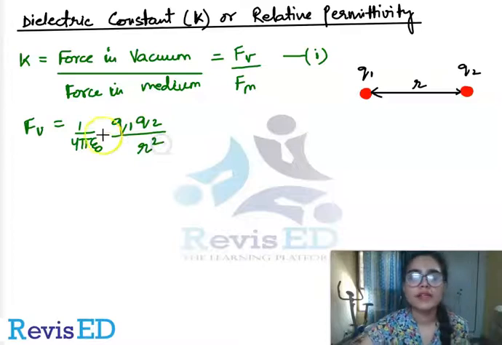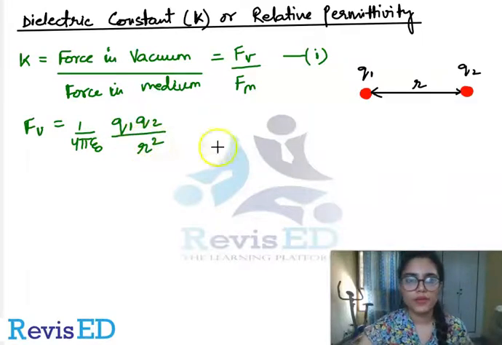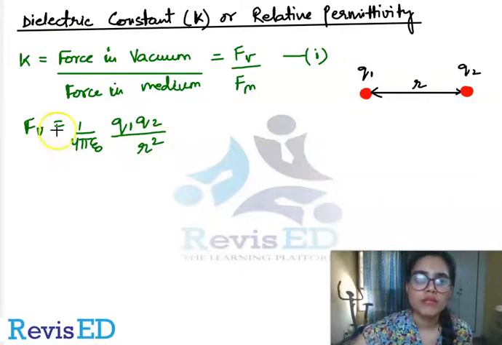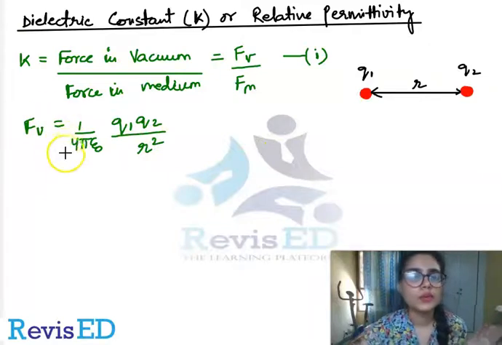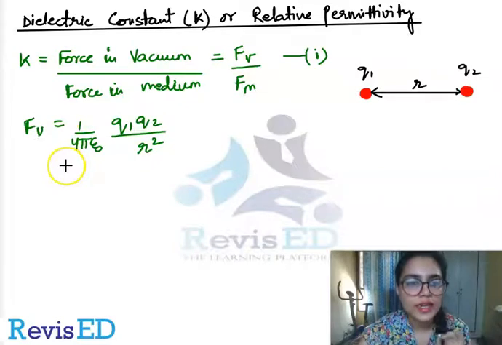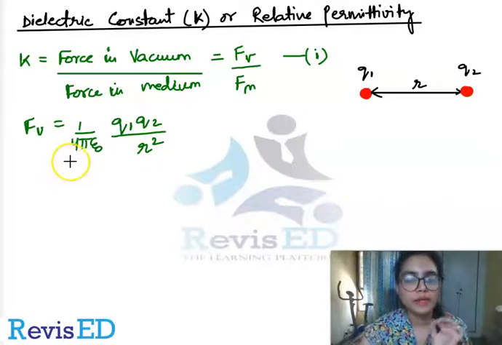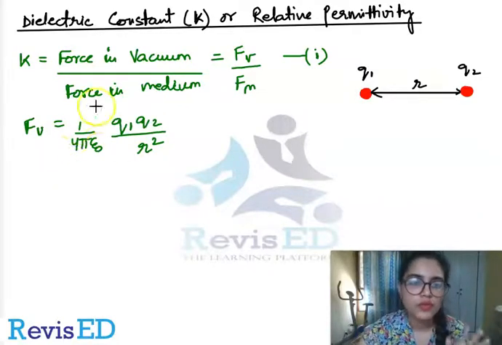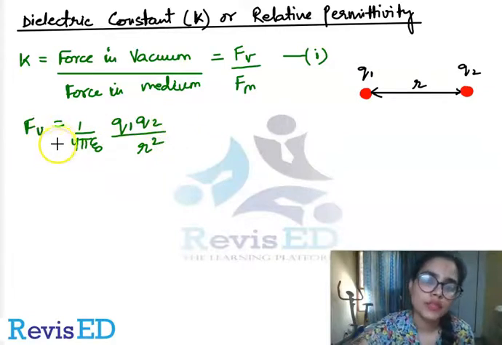Why have we written this? Because we already know that the formula for force in Coulomb's law is equal to K into Q1 Q2 by R square, where K is 1 by 4 pi epsilon naught. So this is the value of force in vacuum.